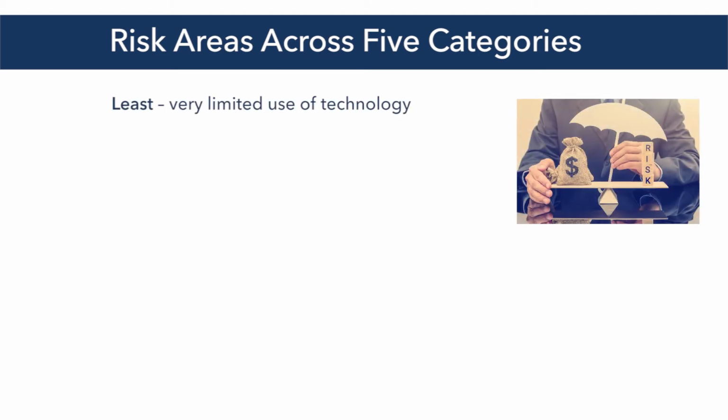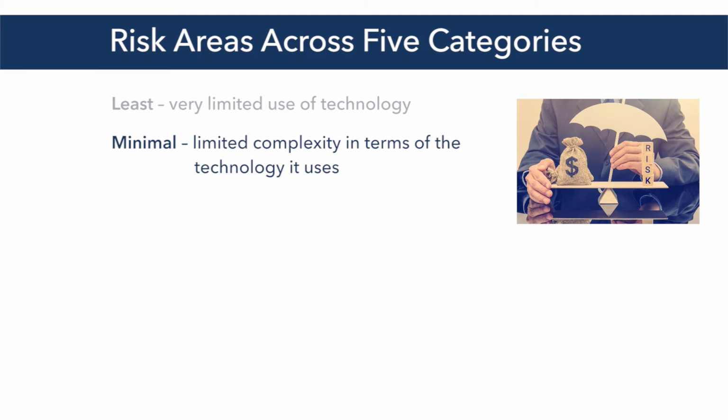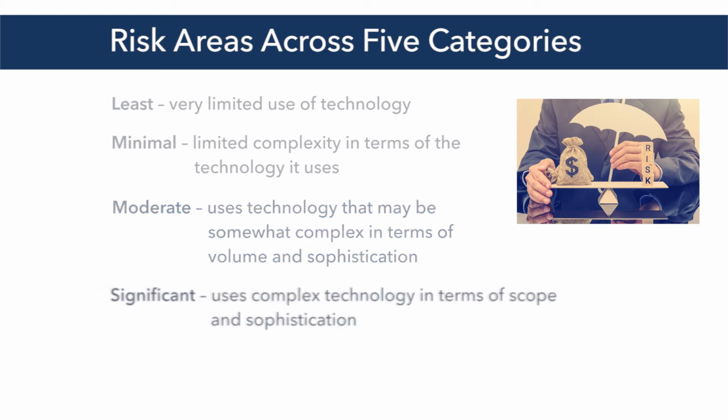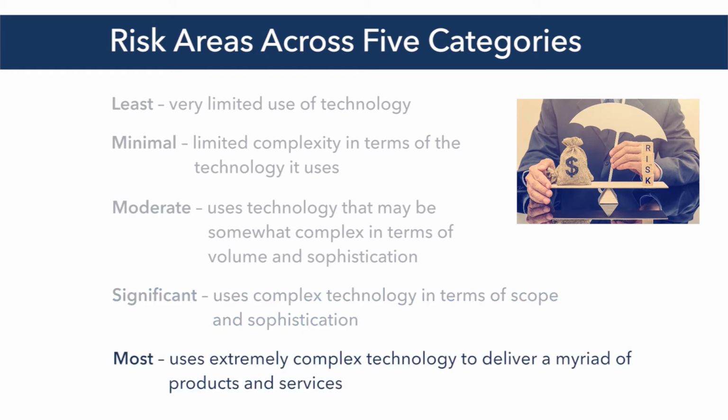Least, very limited use of technology. Minimal, limited complexity in terms of the technology it uses. Moderate, uses technology that may be somewhat complex in terms of volume and sophistication. Significant, uses complex technology in terms of scope and sophistication. Most, uses extremely complex technology to deliver myriad products and services.